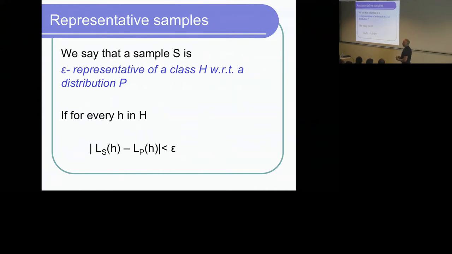So now the question is, when will it work well? I want to give you a condition under which empirical loss minimization is going to behave well. So now we're coming to a very important notion, which is a notion of a representative sample. So I say that the sample S is epsilon representative of a class H with respect to distribution P, if for every h in H, the empirical loss that I calculate on h is close to the true loss.